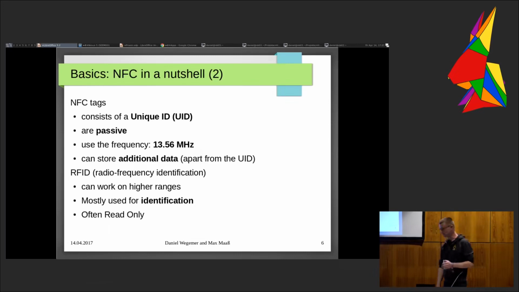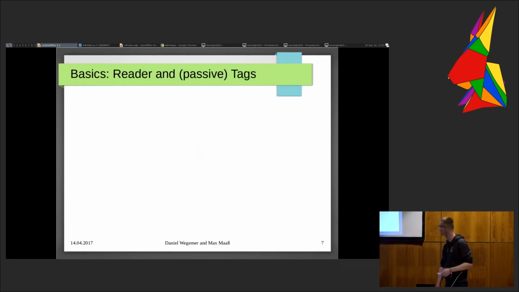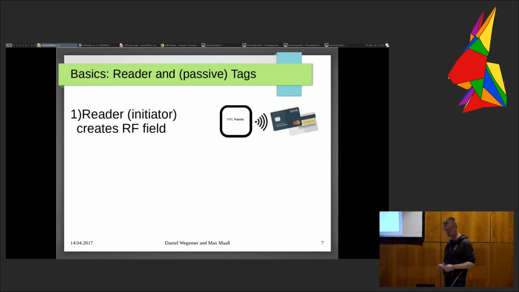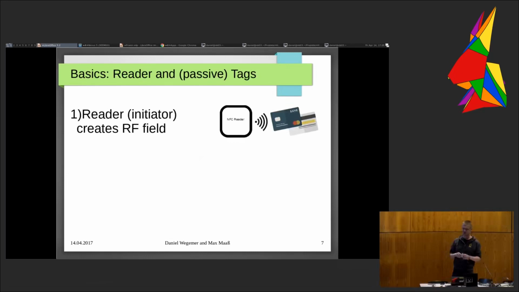So how does this communication between a tag and the reader look? This is our tag, and this in our example is our reader. Really simple. The reader initiates an RF field. If you read standards, the reader is also called the initiator.